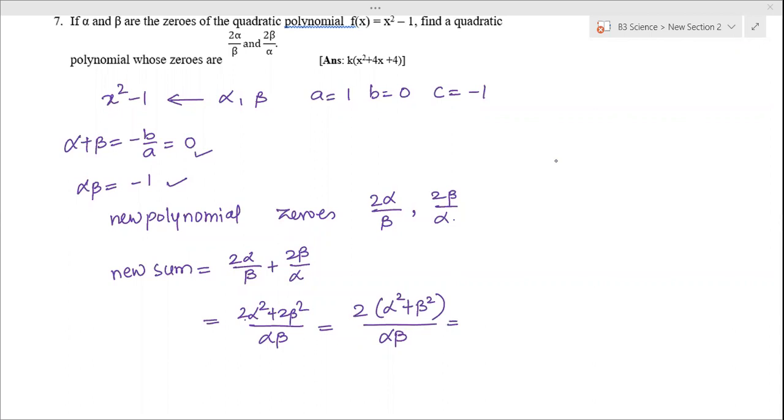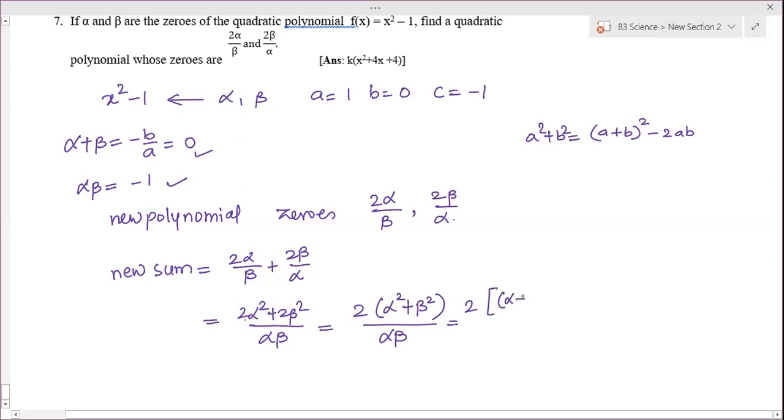Alpha square plus beta square, it is a square plus b square. Using identities, a square plus b square is equal to a plus b whole square minus 2ab. Remember, you have used this last year. So this is 2 in bracket alpha plus beta whole square minus 2 alpha beta, right?